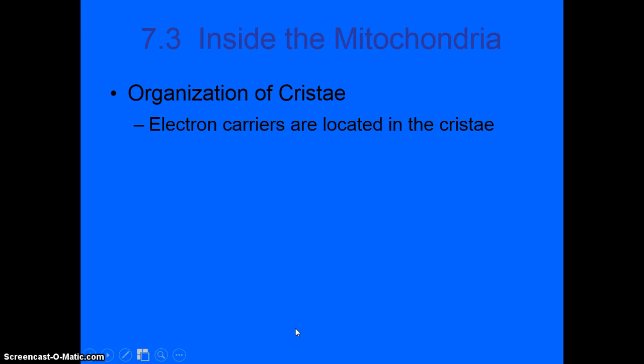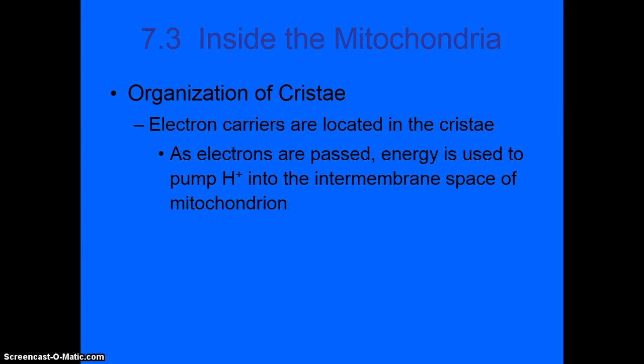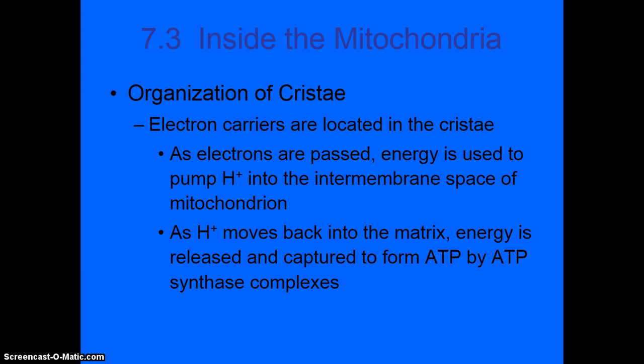As we look at the organization of the cristae, the inside folded, convoluted areas of the mitochondria, we notice that the electron carriers are actually located in the cristae. And as the electrons are passed, energy is used to pump hydrogen ions into the intermembrane space of the mitochondrion. As the hydrogen ion moves back to the matrix, energy is released and is captured to form ATP by a synthase complex called ATP synthase. Synthase is an enzyme complex which speeds up the reaction but isn't directly involved in it. This process is called chemiosmosis.